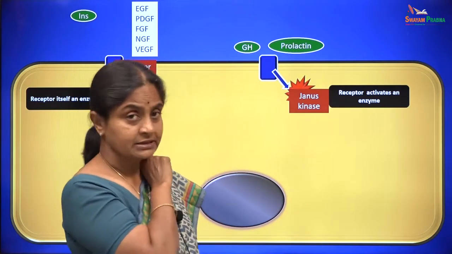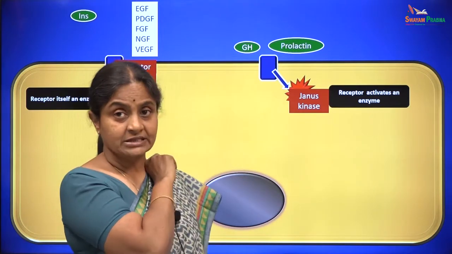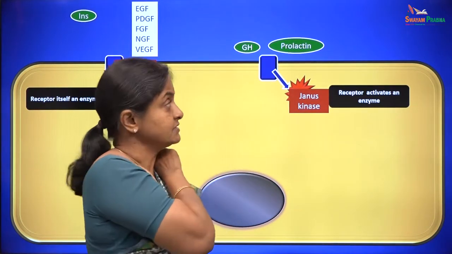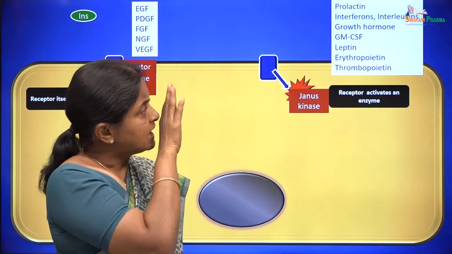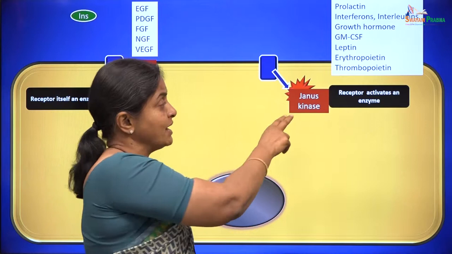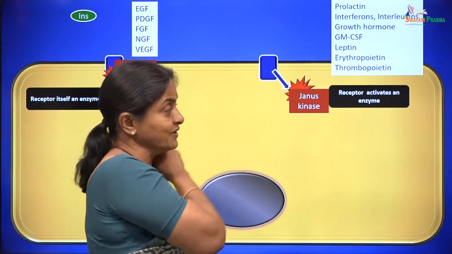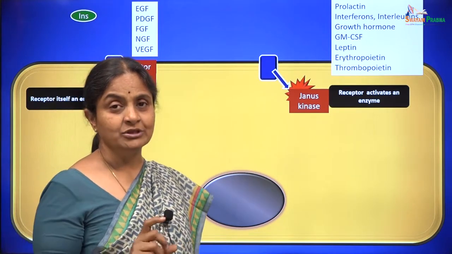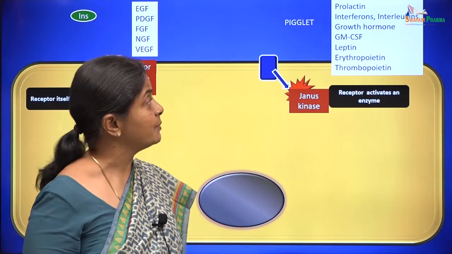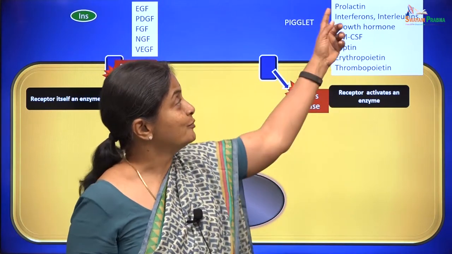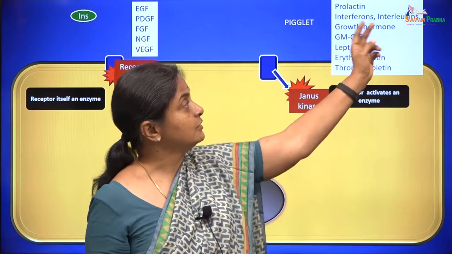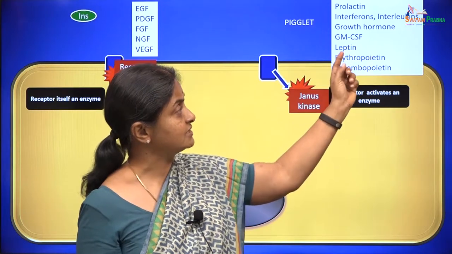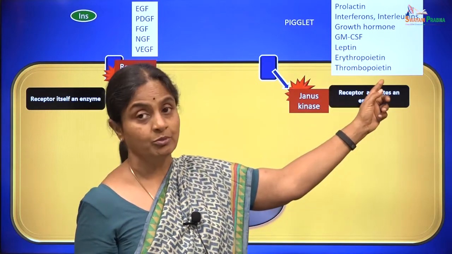Now let us take a look at similar paracrine factors which work through Janus kinase associated receptors. Now, that's a list of substances which would bind to such a receptor which will activate a Janus kinase within the cell. To remember this, I found this in Quora. Somebody had given a nice mnemonic, PIGLET, standing for prolactin, interferons, interleukins, growth hormone, granulocyte macrophage colony stimulating factor, leptin, erythropoietin, thrombopoietin.